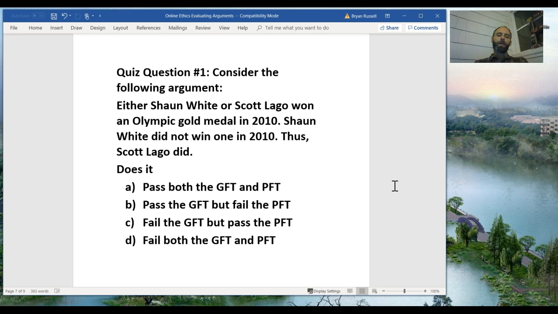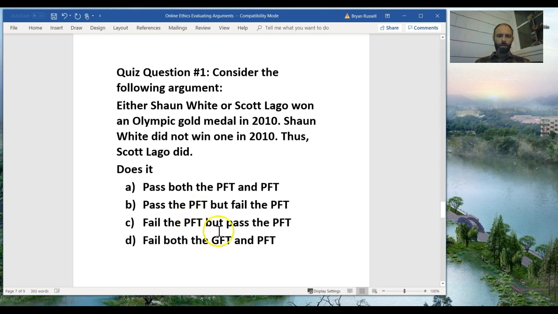So I'm going to ask you, does this pass the good form test, or the proper form test as we were calling it? Oh, that's a mess. Let me change that really quick. Does this pass the proper form test? And does this pass the true premise test? Sorry for the confusion there.